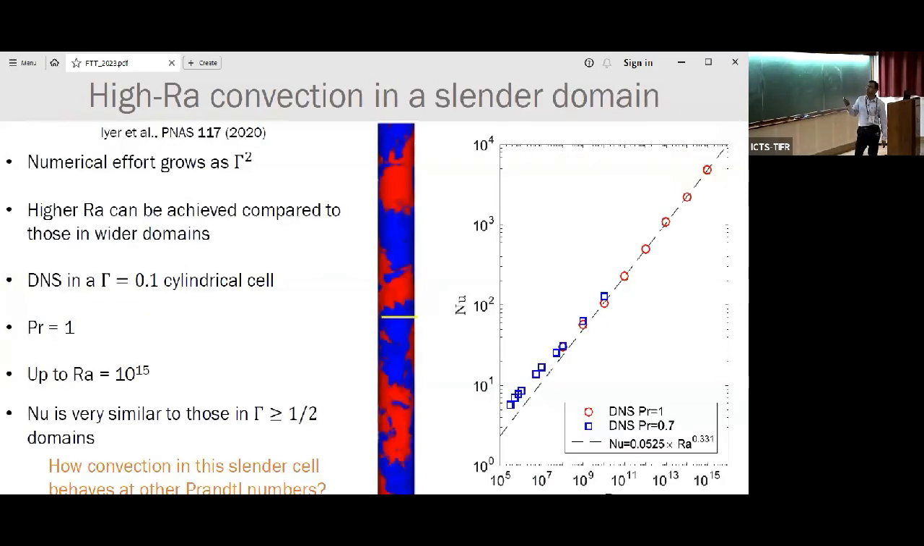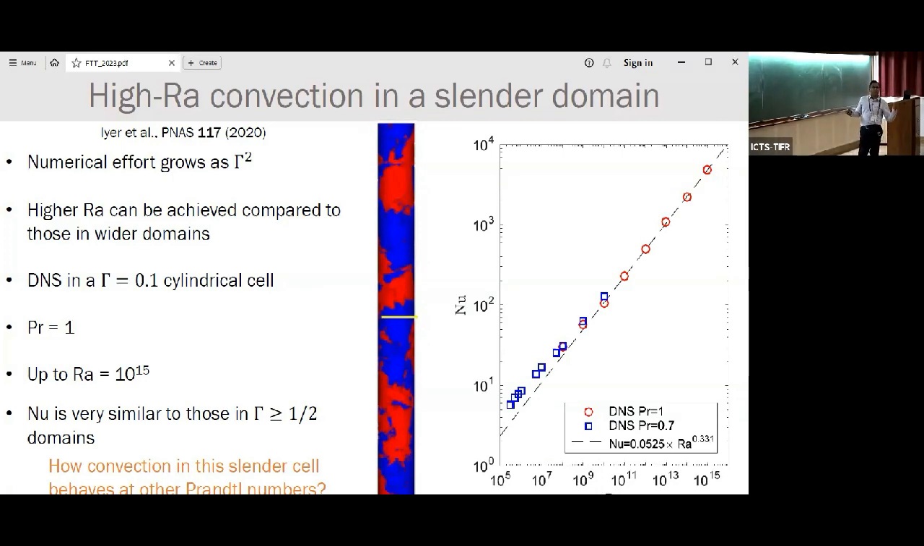So then, exploiting the fact that the Rayleigh number is proportional to h cubed, you can basically shrink the horizontal dimension and come up with a slender cylindrical cell. And as Jörg also mentioned, they performed this simulation and went up to a Rayleigh number of 10 to the 15. And you can see that the Nusselt number, which is the dimensionless heat transport, is nearly the same.